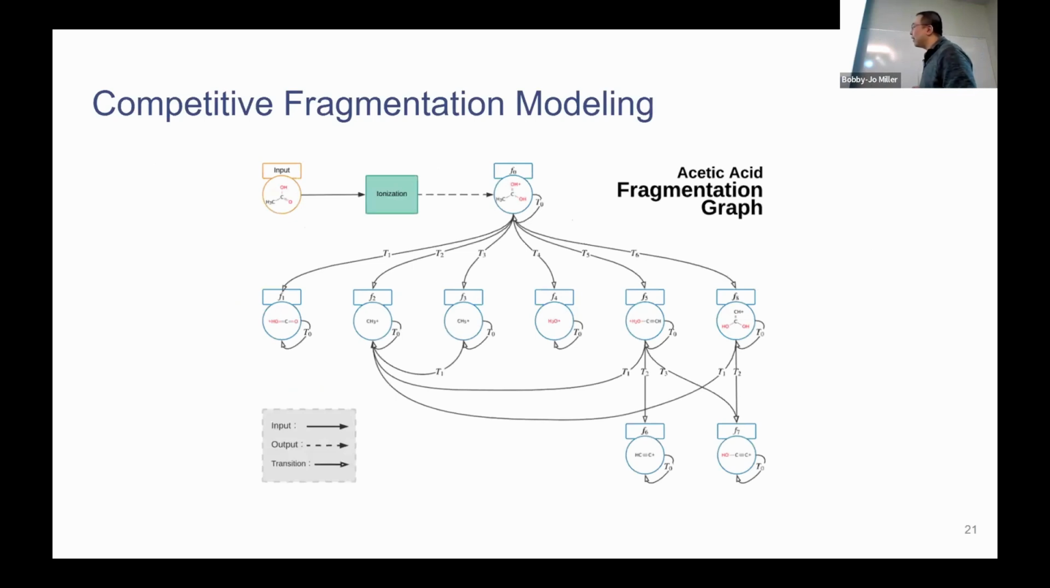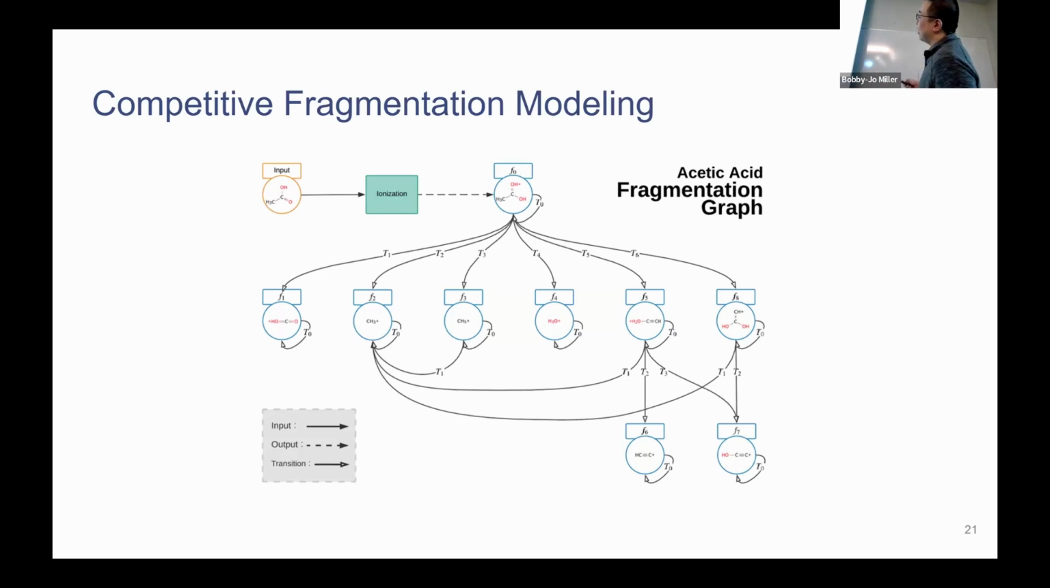Okay, just a quick trip down memory lane to where we started. This is called Competitive Fragmentation Modeling, or CFM for short. The project was started by Dr. Felicity Allen, a former student of ours, and I also extended the work a little bit earlier. So the idea is to start from a single input, analyze it first, then generate a fragmentation graph, just like the one I showed before.